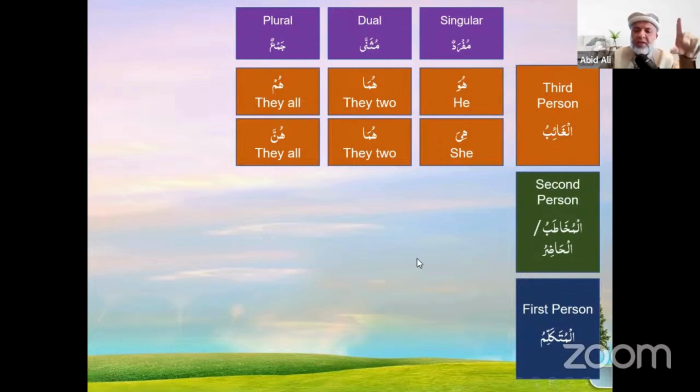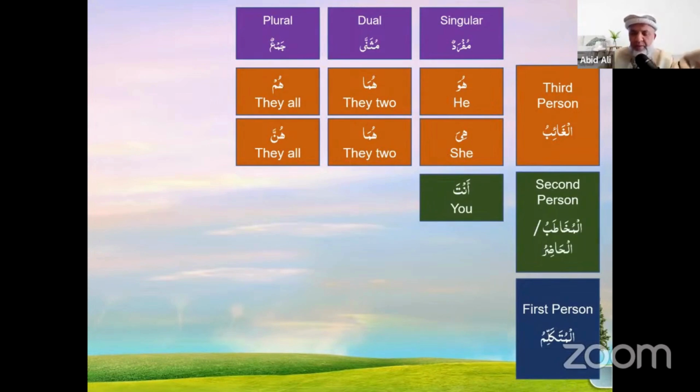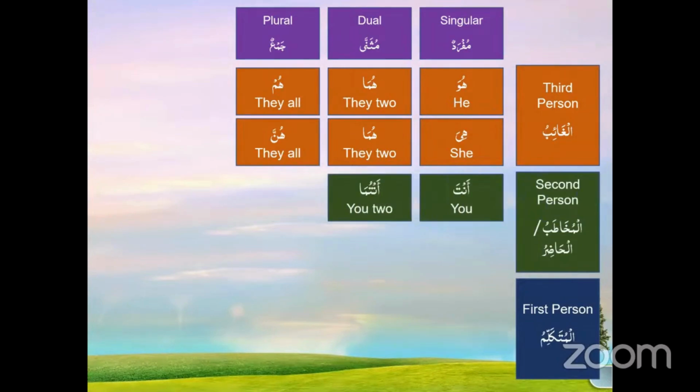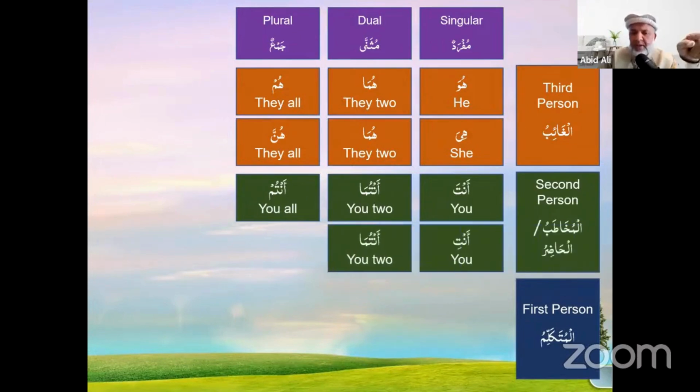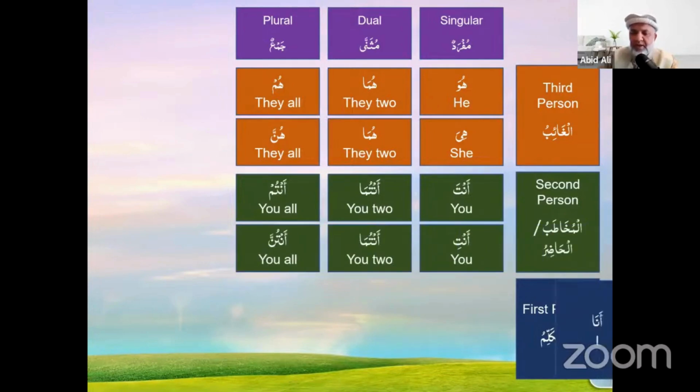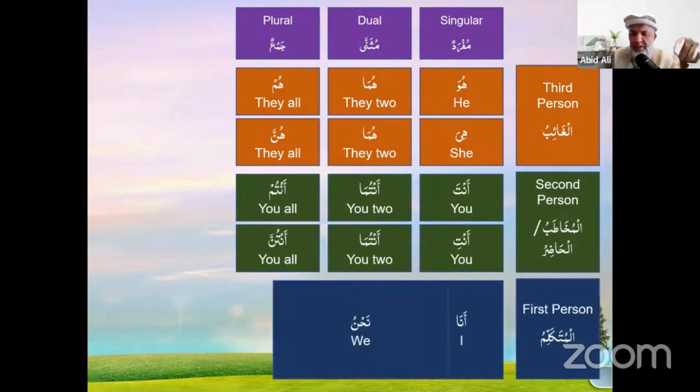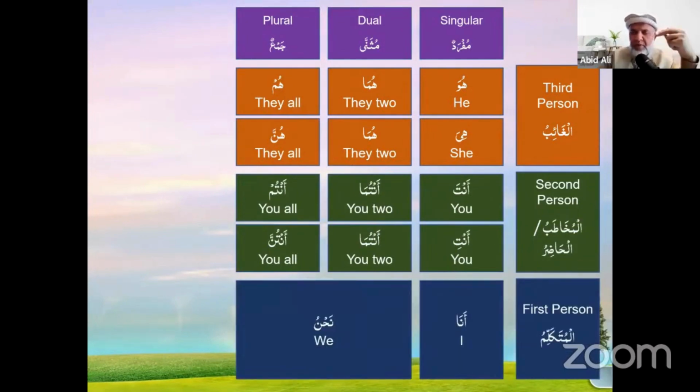I want to say the same thing in second person. I'm going to say anta, you. Am I talking to a male or female? Male. Antuma, you two male. Antum, you all male. For the female will be anti, antuma, and antunna. For the first person, I'm going to say ana, and for the two, I'm going to say we two, nahnu, or we all, nahnu. Is that making sense?